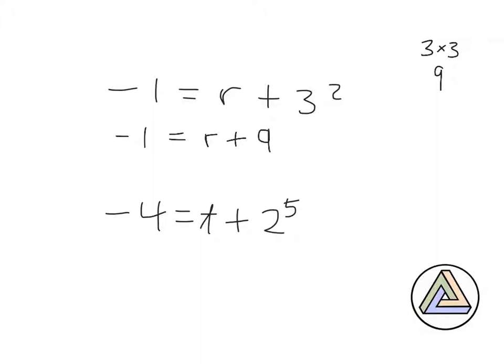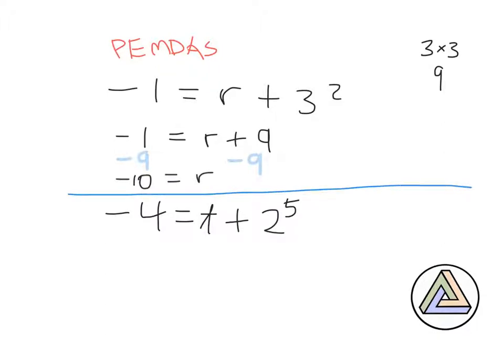I would definitely do that first because, honestly, that's the PEMDAS thing. That says, apply the exponent before you do any addition or subtraction. So we have r plus 9 equals negative 1, or negative 1 equals r plus 9. So we're going to subtract 9 from both sides, and then we end up with a negative 10 for all the aforementioned reasons, and we're going to have r, and that is the answer to that one. All right, 2 to the 5th, a little bit trickier.